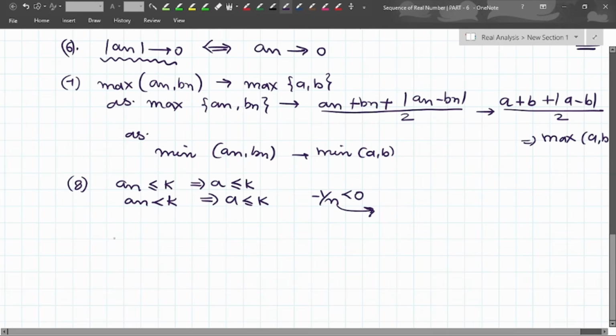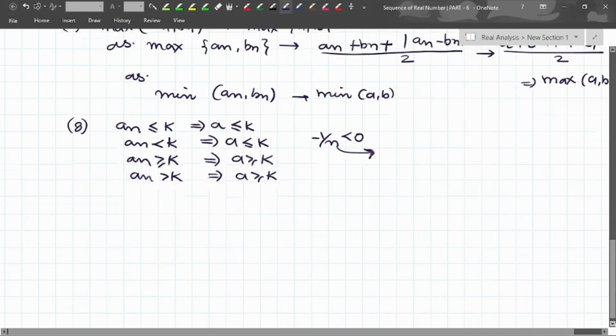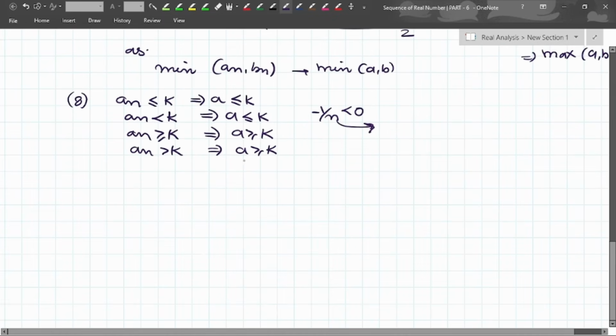Okay, we can take one example here. So let's say my aₙ is greater than or equal to k. It means that if aₙ is greater than or equals to k, or aₙ is strictly greater than k, then it is also like that the limit a is greater than or equal to k.